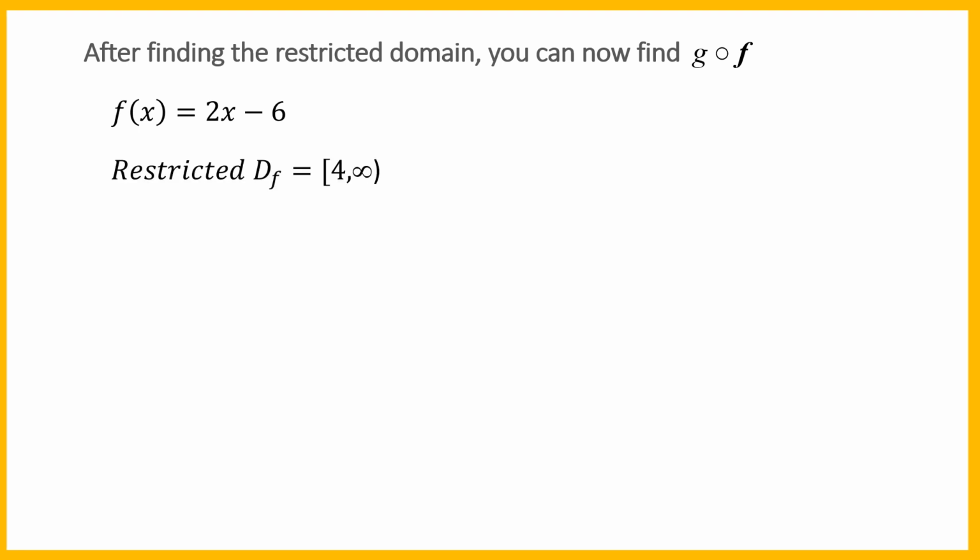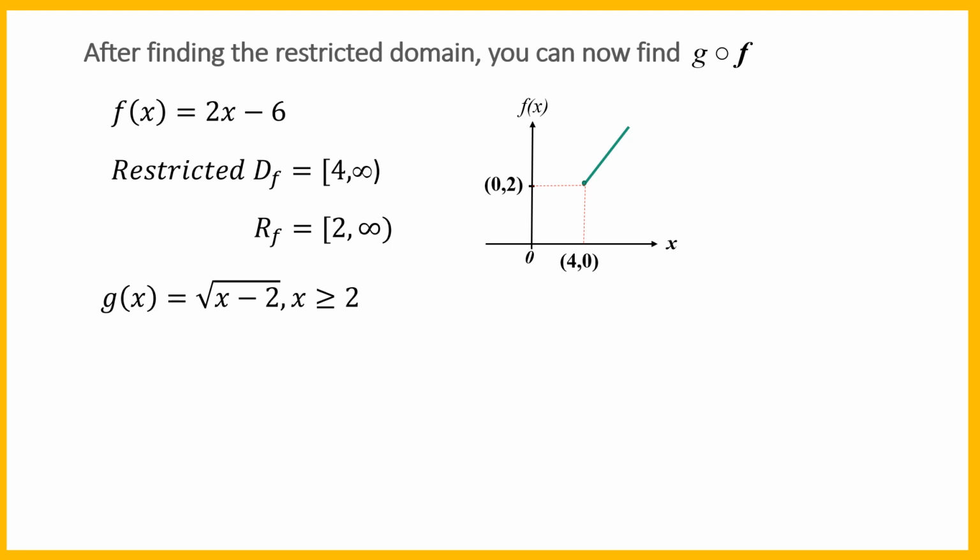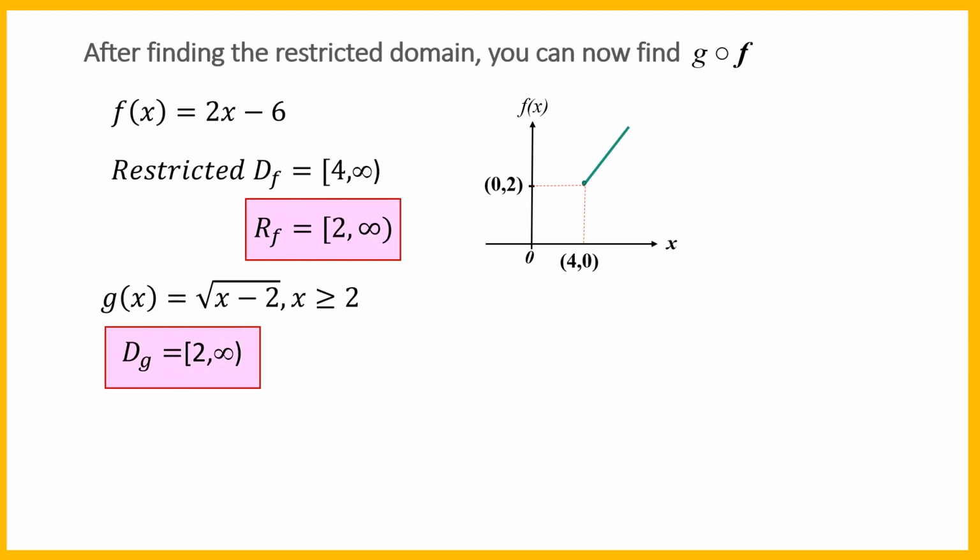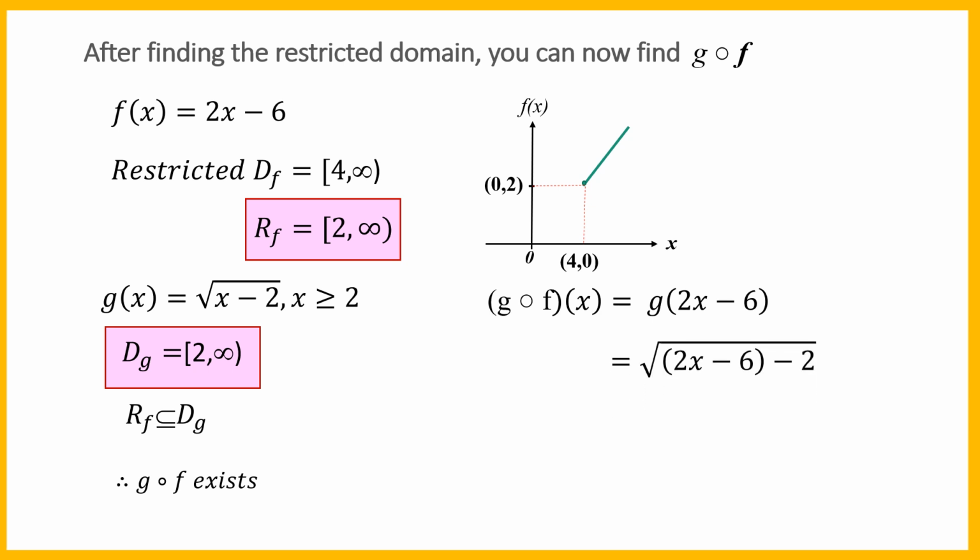Using the restricted domain of f, the graph of f is sketched. From the graph, the range of f is in the interval from 2 to infinity, where 2 is included. Now, from the domain of g, it is observed that the range of f and the domain of g have the same values. So we can conclude that the range of f is an equal set to the domain of g. So, g of f exists. Now you can find the composite function g of f. Here the output of f is the input of g. So g of f is the square root of 2x minus 8 for all x greater than or equal to 4.